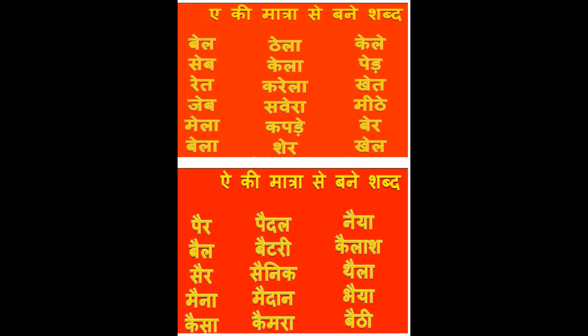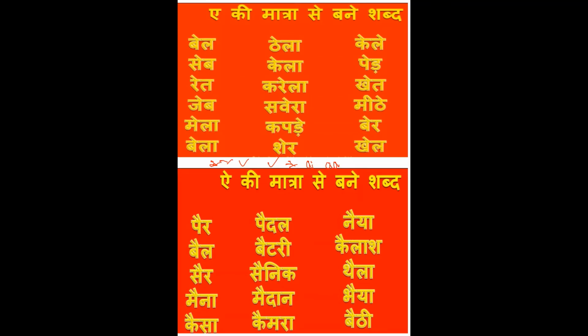Then ai ki matra words. Pear. This one, pair also you can read, or they will normally. Pear is also correct. Bear is also correct. That a sound is also correct. Normally we will say ai. Okay, ai, a also correct. No need to worry.